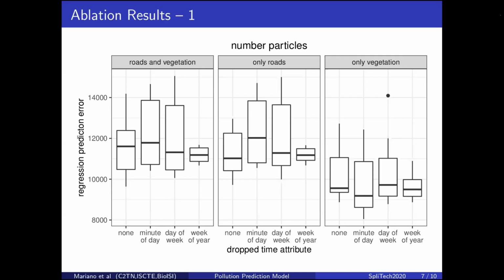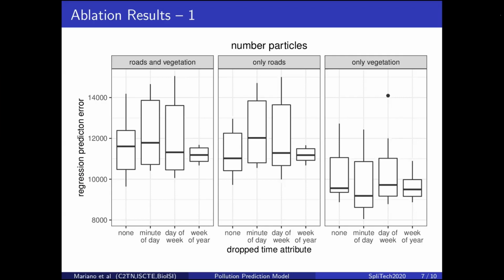And alongside each panel, we also dropped one of the geographical attributes. For instance, on the middle panel, we dropped the vegetation, so we just use only roads. And on the rightmost panel, we only use the vegetation, meaning we dropped the road attribute. And we also repeated the experiments using all the attributes, namely on the leftmost panel and on the leftmost column. Again, we are showing on the vertical axis the regression prediction error.